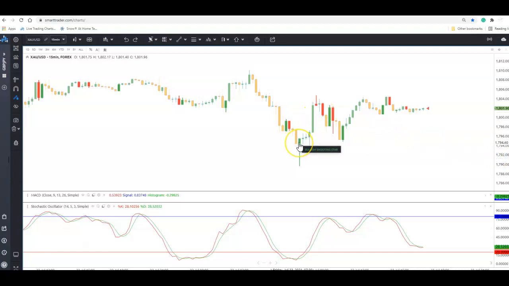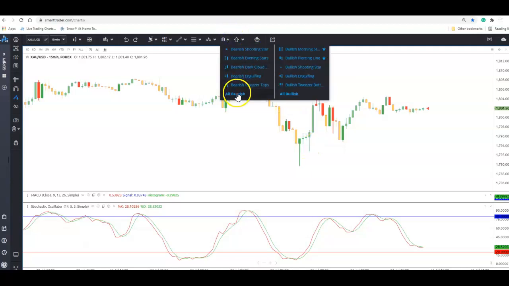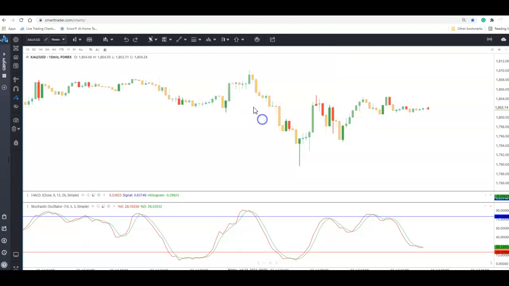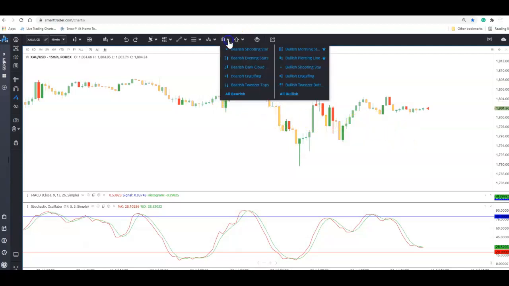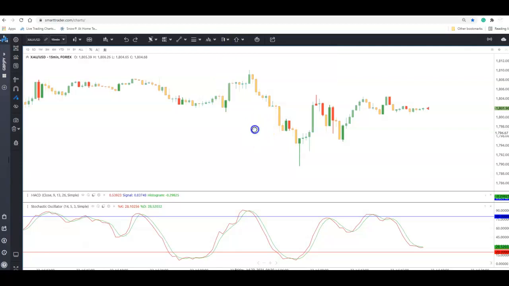The Smart Trader platform will print the reversal candlesticks for you. If you do have this platform, all you need to do is click on this icon and make sure they're blue, because when you switch time frames, somehow they do not appear. So you just have to make sure they're all blue.